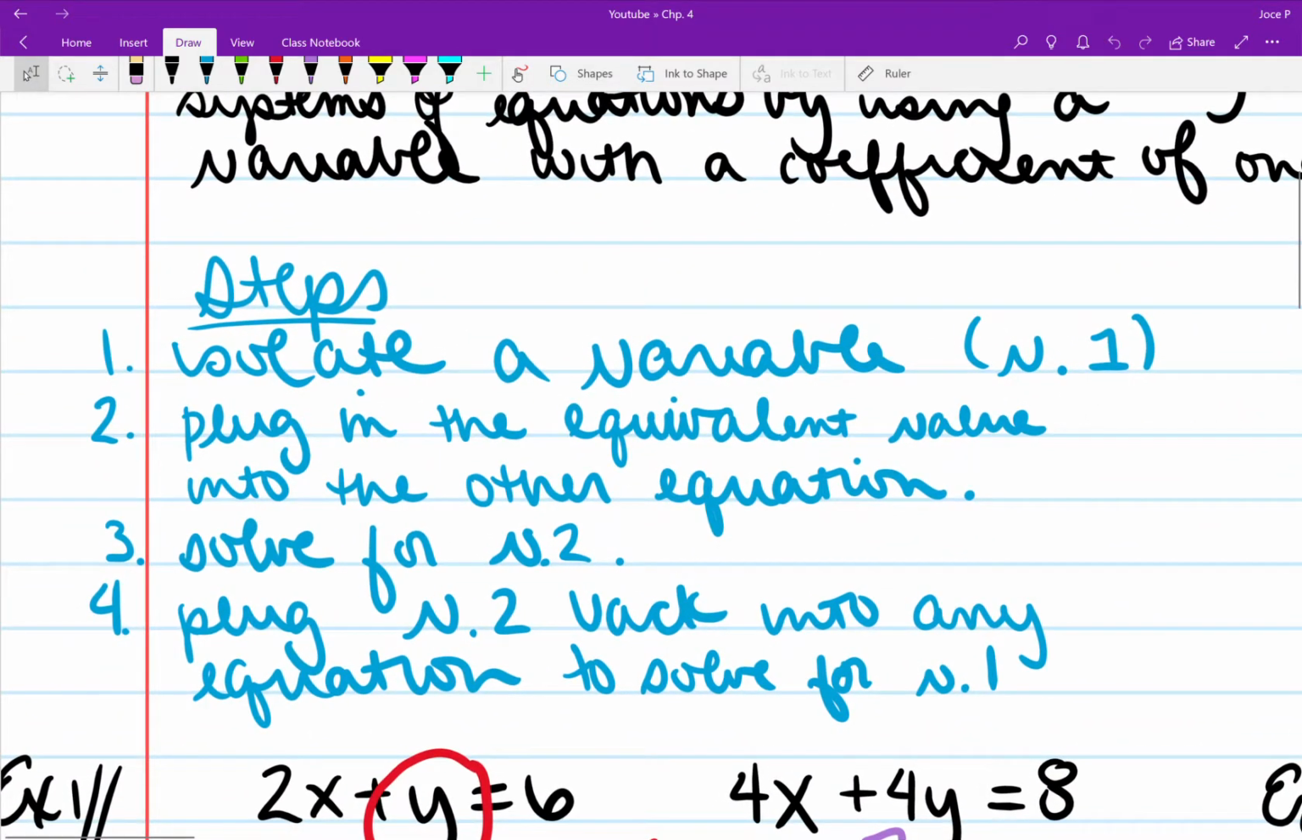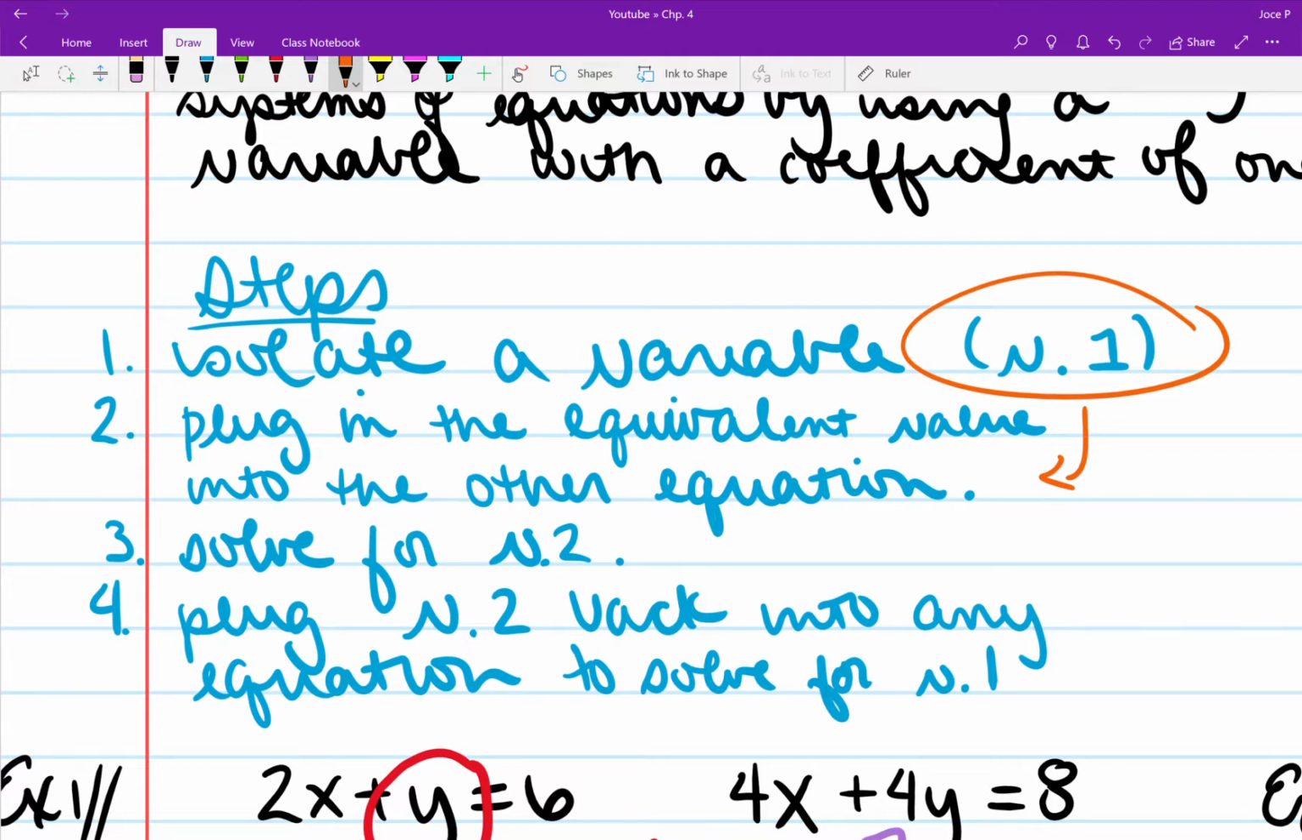So, steps. 1. Isolate a variable. We're going to call this variable v1, just for now. 2. We're going to plug in the equivalent value of v1 into the other equation. 3. After that, we're going to be able to solve for v2.